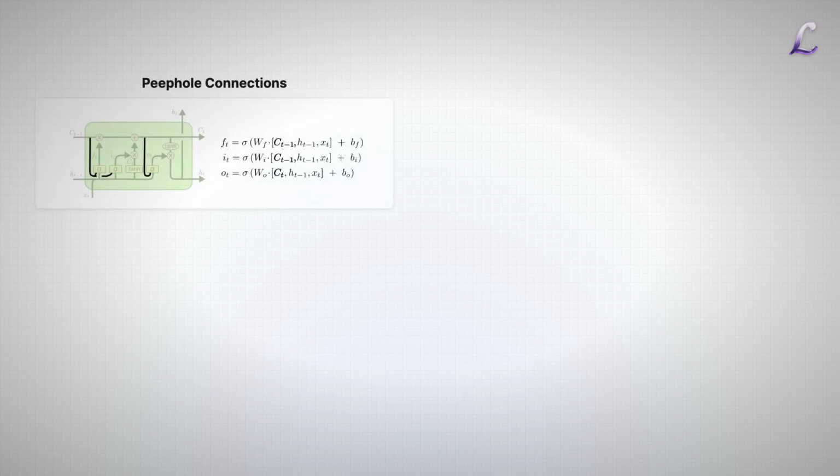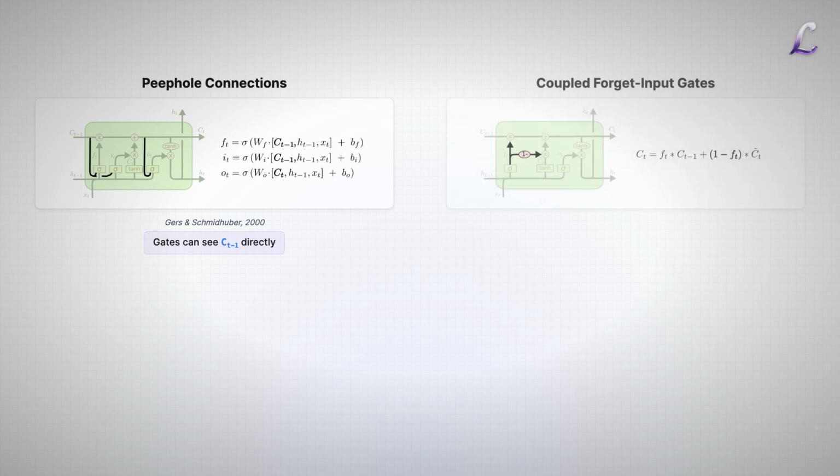The standard LSTM spawned numerous variants. Let me highlight two important ones. First, peephole connections, introduced by Gers and Schmidhuber in 2000. In the standard LSTM, gates see H_{t-1} and X_t but not the cell state directly. Peephole connections add C_{t-1} as an additional input to the gates. This lets gates make decisions based on what's actually stored in the cell, not just the filtered output. It's particularly useful for tasks requiring precise timing, like rhythm detection.